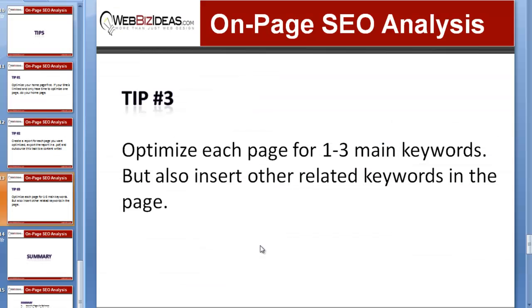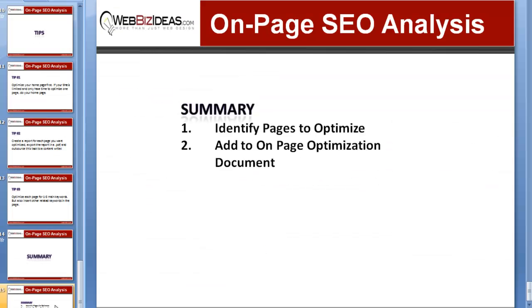So alright, well that's the tutorial on the on-page optimization for local SEO. Really, it's just identifying pages to optimize and then creating this document so we can go on to the next step. So please follow the next tutorial on making the changes and some more tips on what to do there.